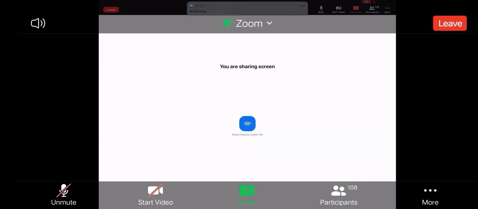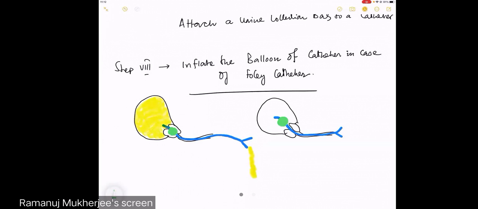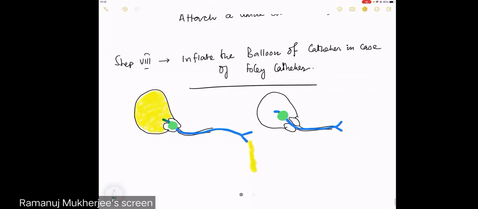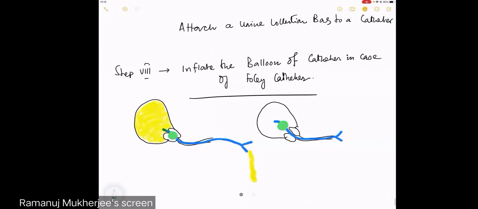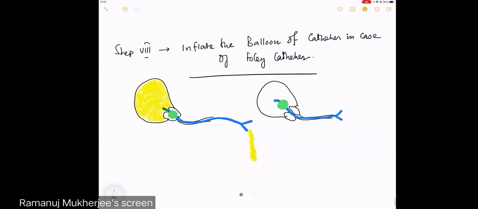Hello. Yes, sir. Right, sorry, I got disconnected a bit. Just a minute. Okay, am I audible? Is the screen visible now? Yes, sir. Okay. I think that we ended up at this point. Inflate the balloon of the catheter in case of a Foley catheter. Hello?